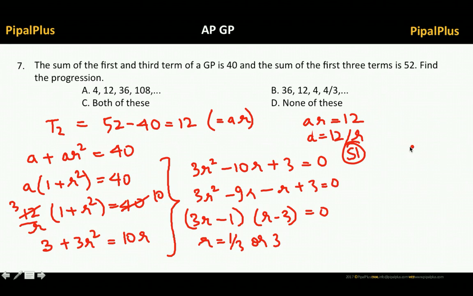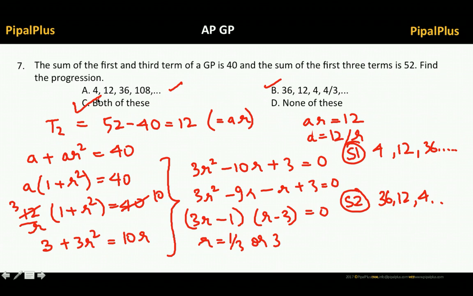The first series is going to be, since the second term is 12, the first number could be 12 divided by 3, which is 4, right? Then the next number could be 12 times 3, 36, and so on. If I apply the other common ratio, the same thing could be 36, 12, 4, and so on, right? So actually both of these work, right? So our answer is going to be C.